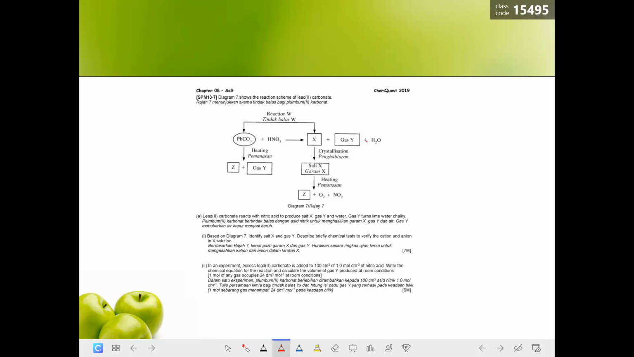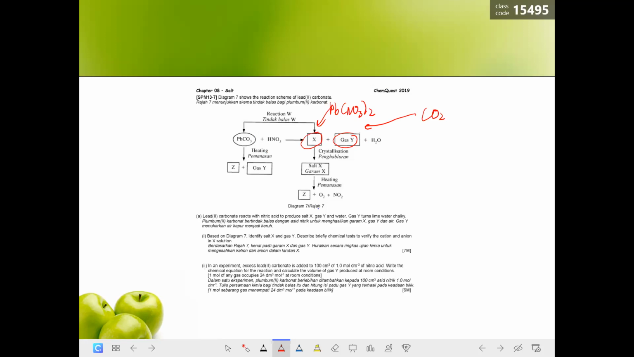This one, I think no need even to look. You can tell me. Okay, start. Who wants to tell me what is X and Y? This X here and this Y here. What is it? Lead nitrate. Very good. Lead 2 nitrate. Must remember the lead 2. Okay, guess why? Carbon dioxide. Excellent. Correct.